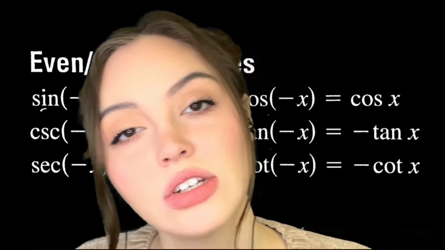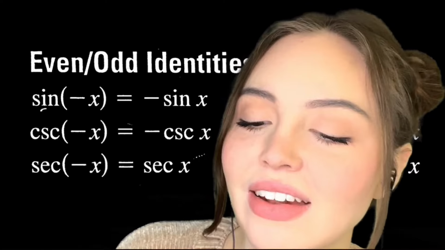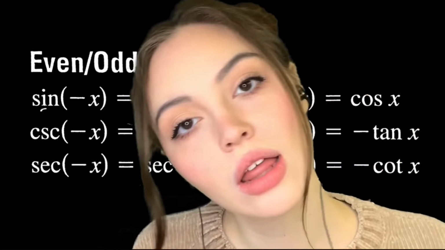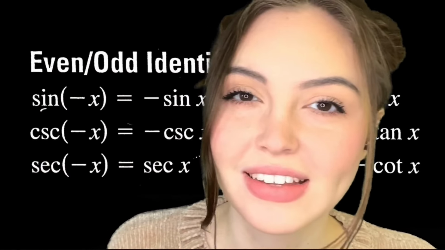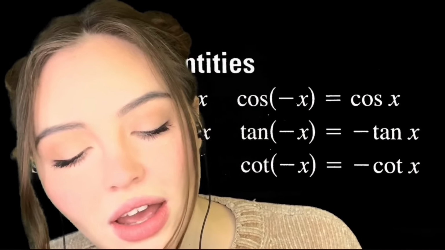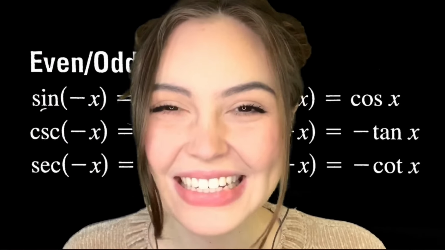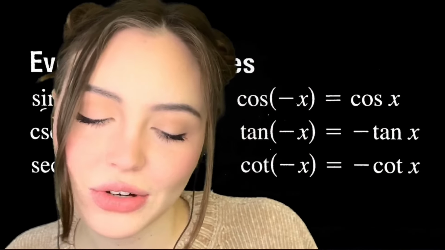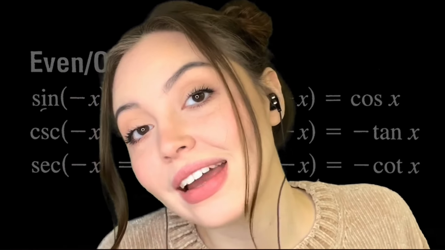...is equal to the negative tangent of positive x. ...is equal to the negative cotangent of positive x. And those are our even and odd trig identities. So that's it for the identity portion.